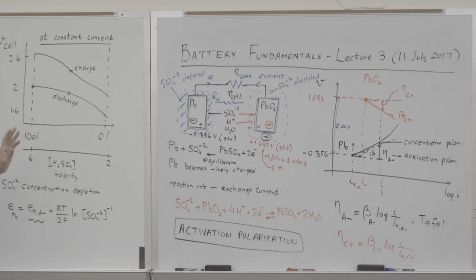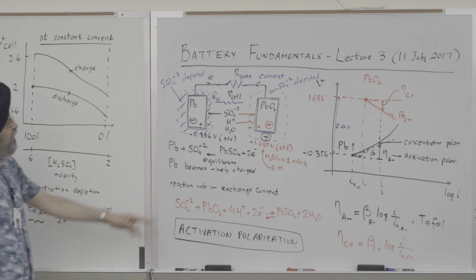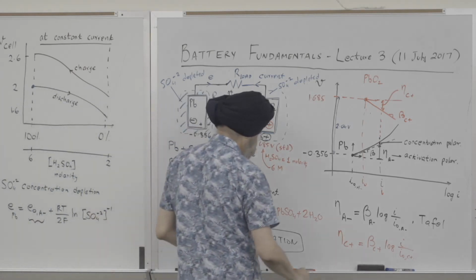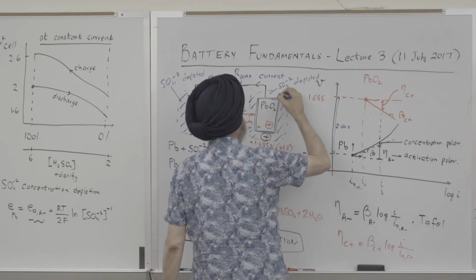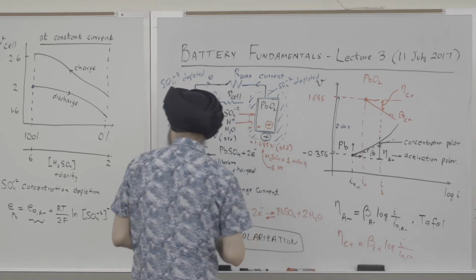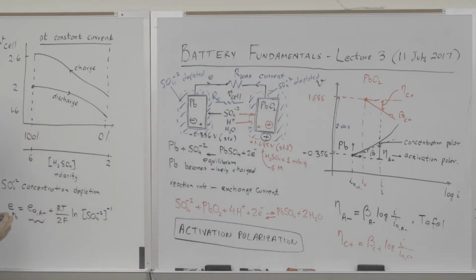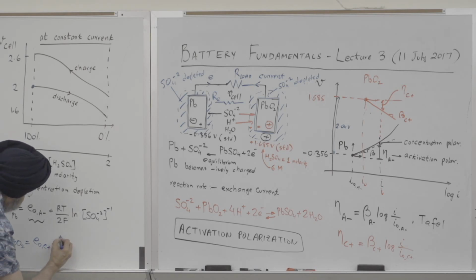So I've covered a lot of material. I know this is complicated. So now, what about the lead oxide? The same thing happens on the lead oxide side. We lose sulfate ion concentration surrounding this electrode, right? And for lead oxide, I can write this equation as E PbO2 is equal to E0 for equilibrium, C for cathodic reaction. It's a positive electrode, plus RT over 2F.